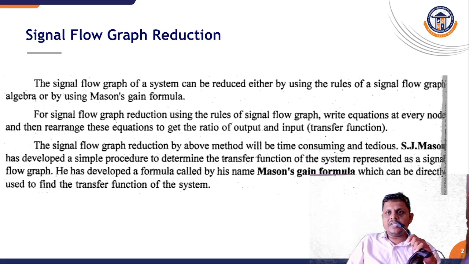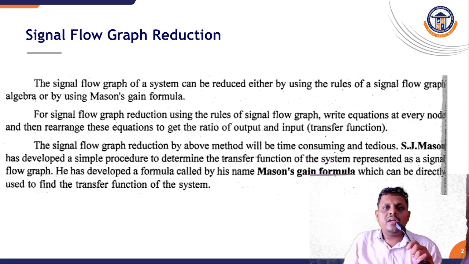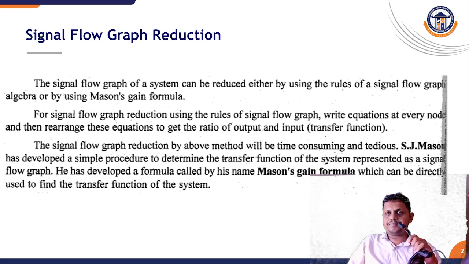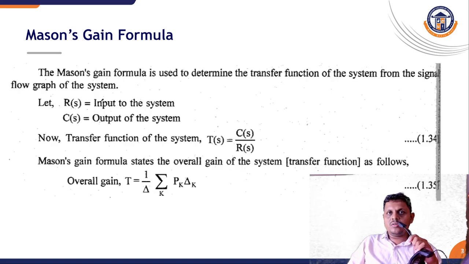So S.J. Mason developed a simple procedure to determine the transfer function of a system represented as a signal flow graph. He developed a formula called by his name, Mason's gain formula, which can be directly used to find the transfer function of the system. Mason's gain formula is used to determine the transfer function of the system from its signal flow graph.